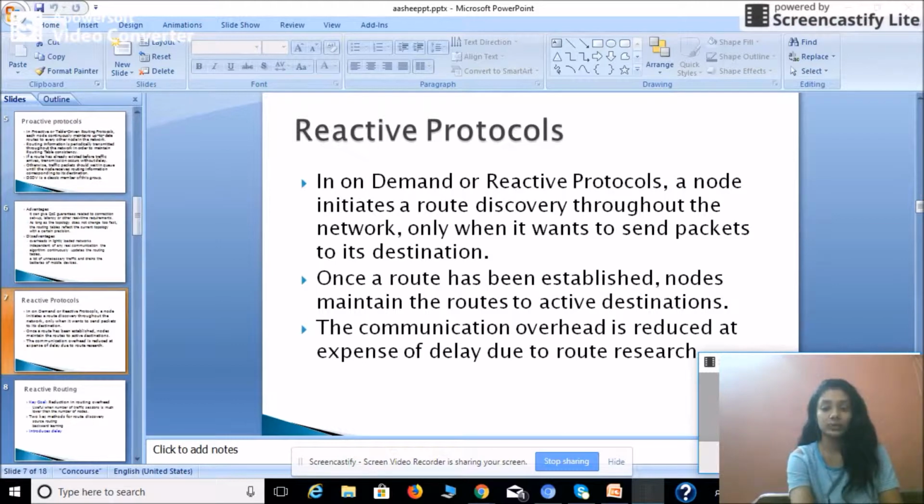Communication overhead is reduced. Of course, it is reduced, as we saw earlier in the proactive protocol, where we have to send the routing information up to date. But in this, we do not need that. When we want to send packets to a destination, then we initiate a route discovery. But this communication overhead is reduced at the expense of delay, because when the demand comes, it initiates a route discovery. That's why it consumes time to search for a route.